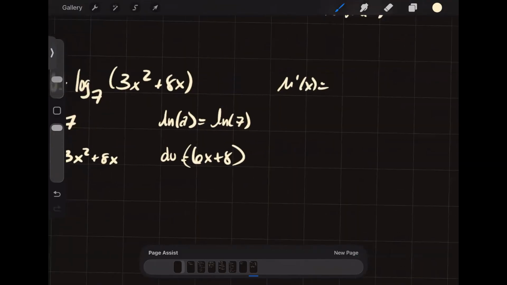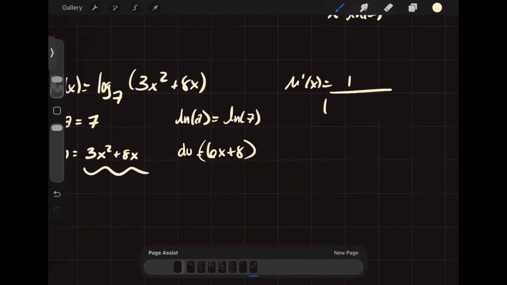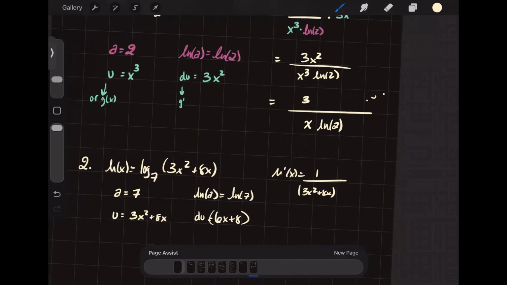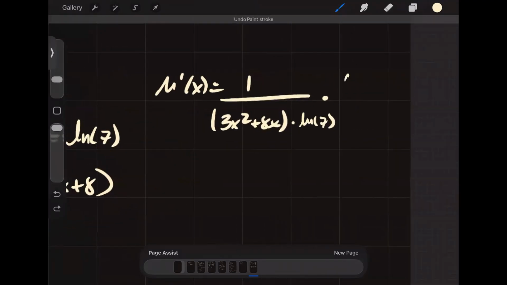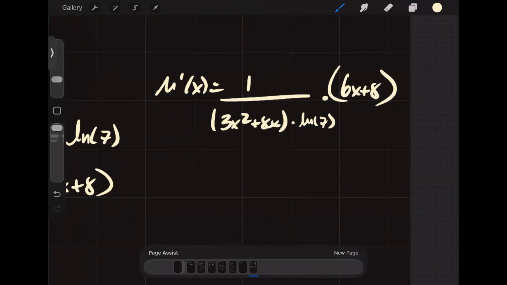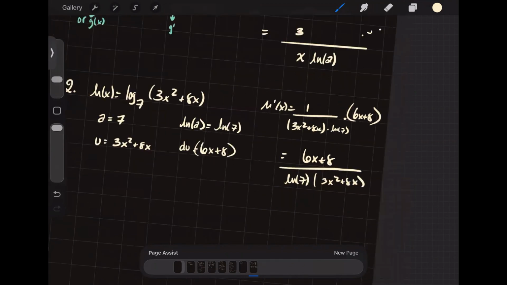of x is going to be 1 over u, which is in parentheses 3x squared plus 8x, times ln a, which is ln 7, times du, which is 6x plus 8 in parentheses, which you can also write as 6x plus 8 all over ln 7 times 3x squared plus 8x.